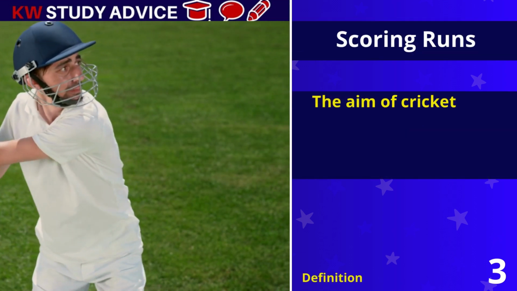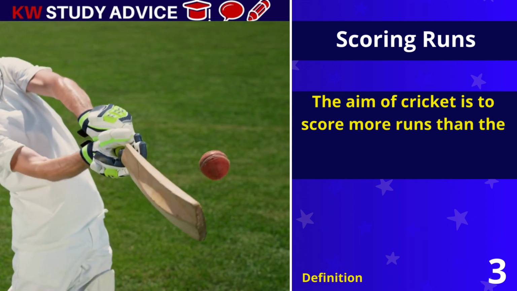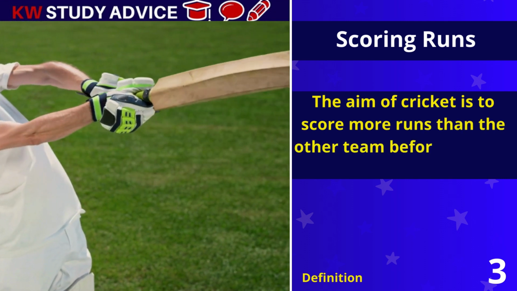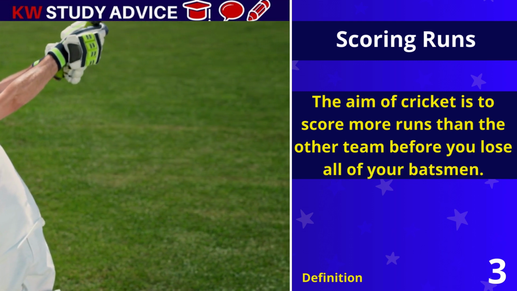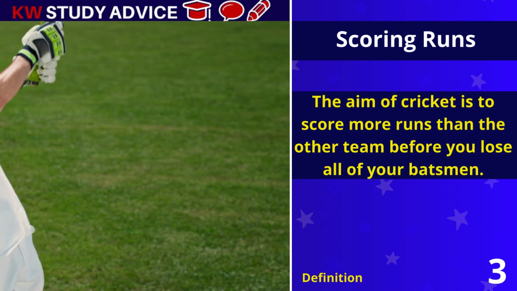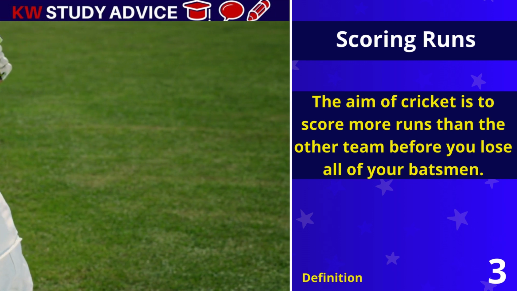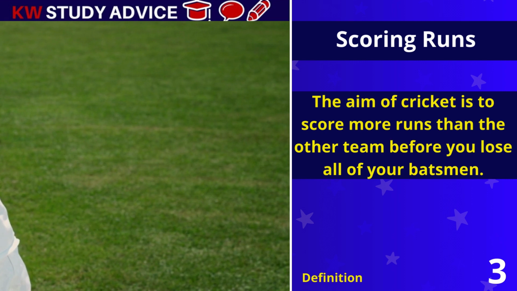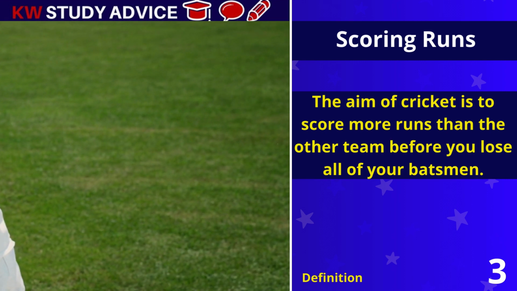The aim of cricket is to score more runs than the other team before you lose all of your batsmen. Interesting. So now let's put this into an example sentence and look at how to use scoring runs.